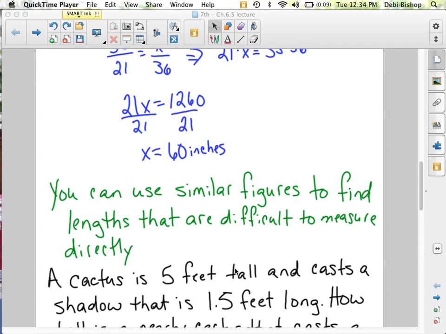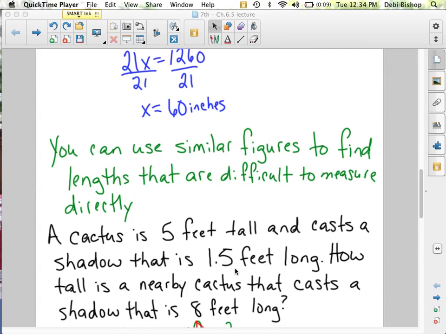So now we're going to step it up a bit, and we're going to use more real-life examples. With this, we can use similar figures to find lengths that are difficult to measure directly. So what we're going to do is use an example of a cactus, or cacti is the plural, and shadows. And you can do this with buildings, you can do this with all sorts of real-life figures.